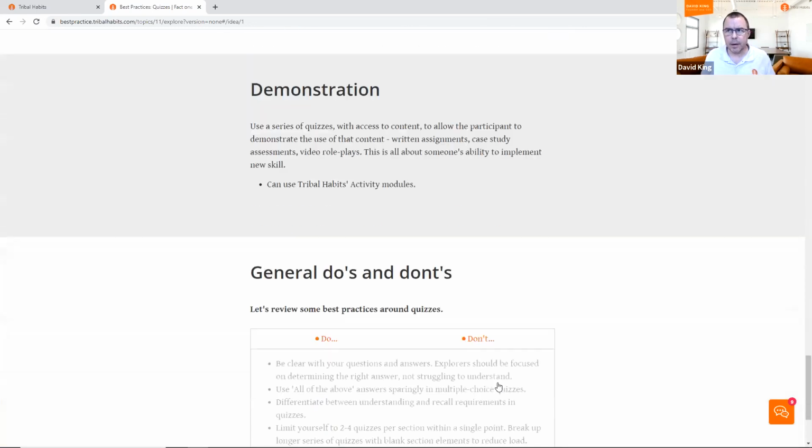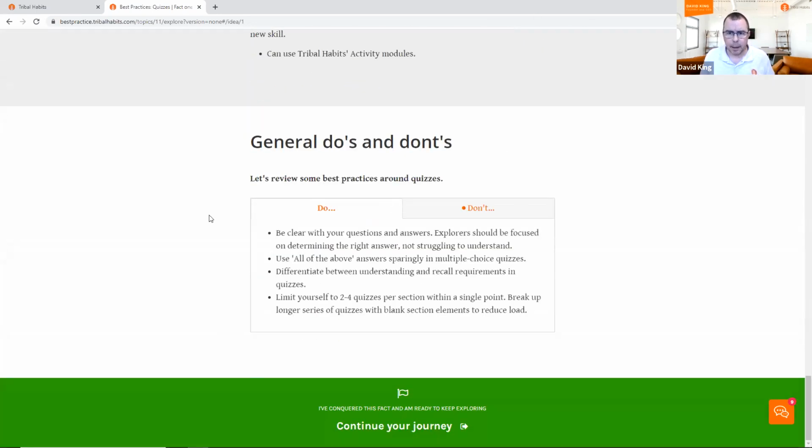Let's go through a few general do's and don'ts before I get into different types of actual quizzes and look at how we build them. So first of all, some best practices on the do side of things. Be really clear with your questions and answers. We don't want the learner struggling to understand the answer. We just want them focusing on which one of the answers is right. And the same with the questions. And I think that's where it's important to get some feedback or do some piloting on any quiz question to make sure it's really clear and that the questions and the answers aren't confusing to someone.